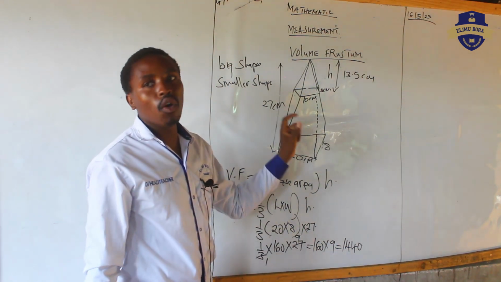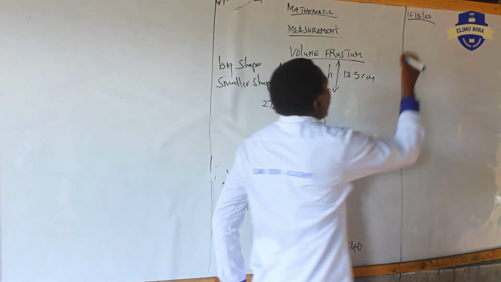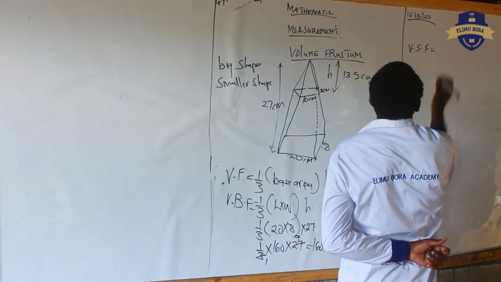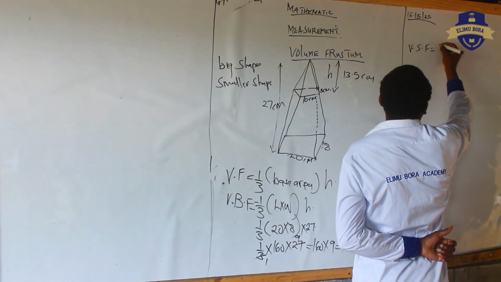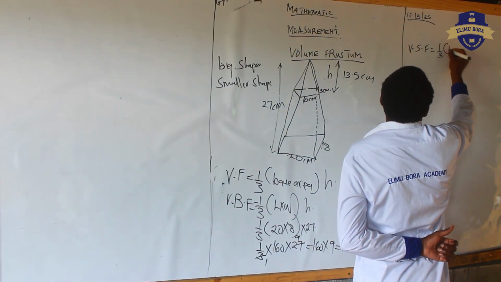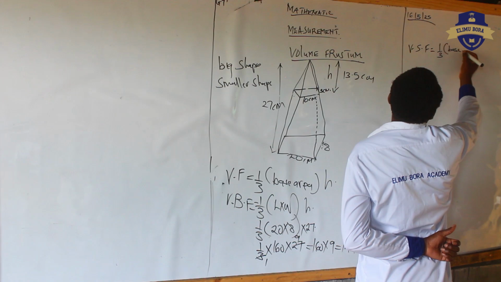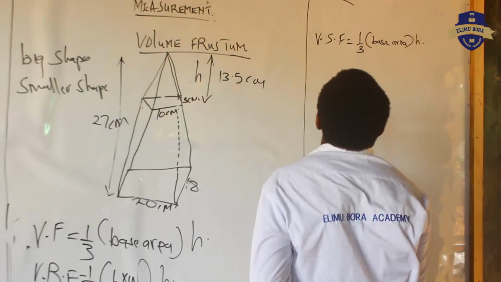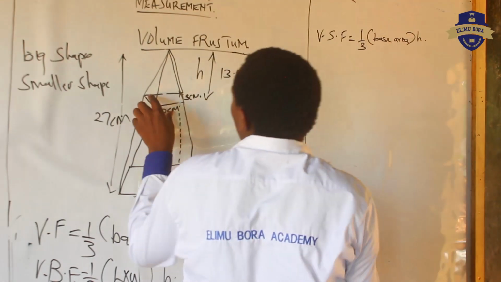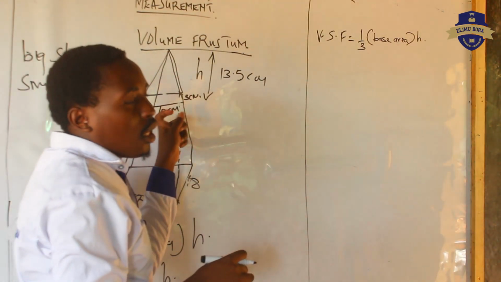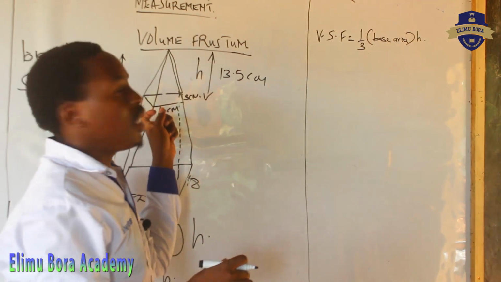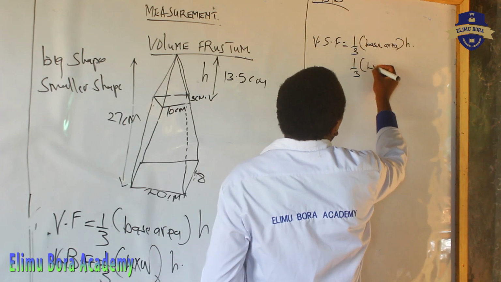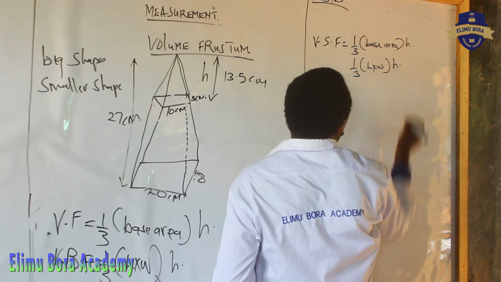So let's now look for the volume of the smaller frustum. The formula remains the same. What is the formula, class? A third, into brackets, base area times height. Now let's look at the base area. The base area is in which shape, class? It is a rectangle shape. So again, we'll have a third into brackets length times width, then we multiply by height.